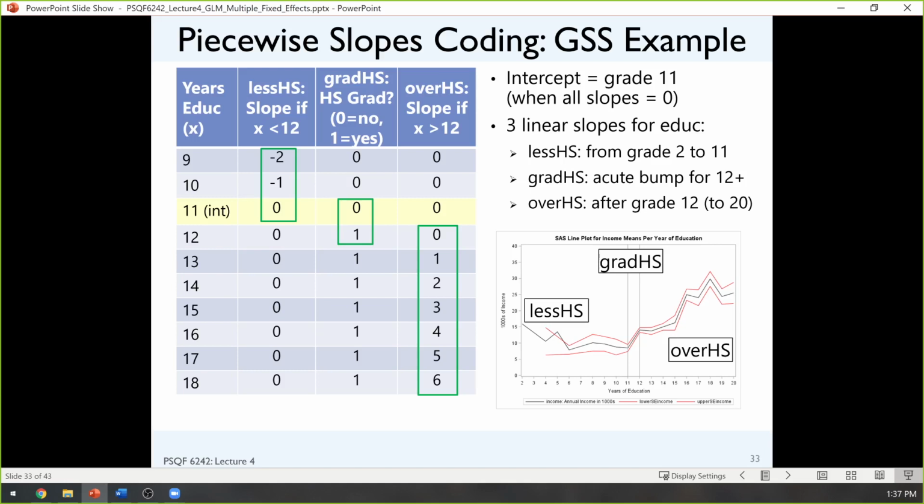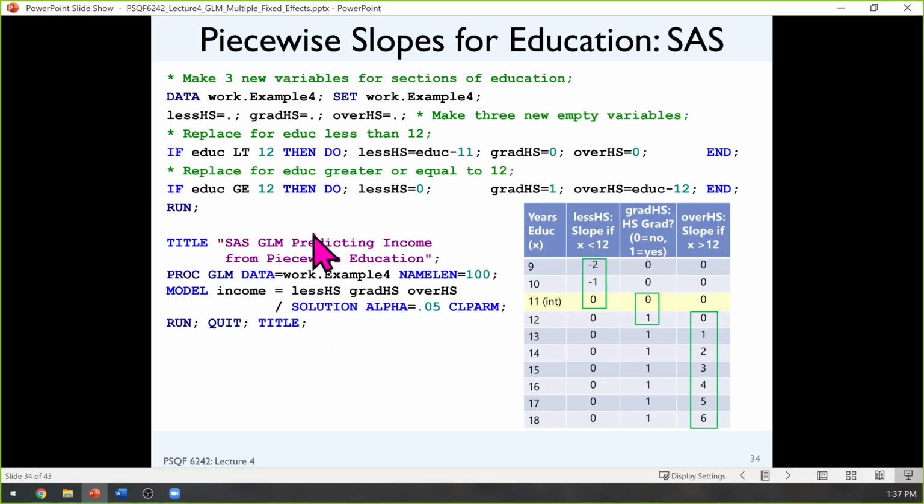Big picture, we don't think that a linear slope that says you get the same benefit to your income for every additional year is reasonable. So we're carving education up into 3 distinct variables and fitting a linear slope for each of the distinct sections. That overall will allow a non-linear relationship between education and income. Here's the code that generated this table.